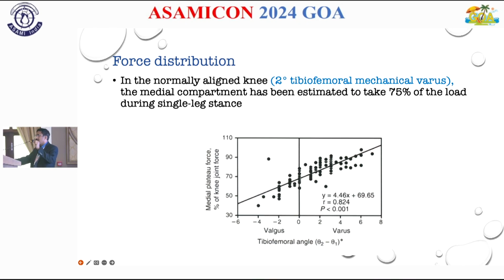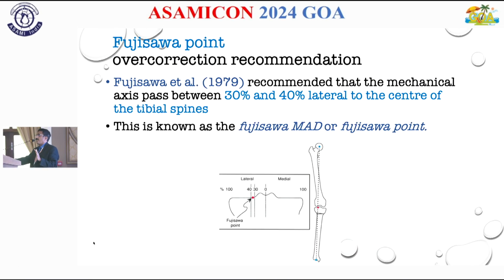So normally the tibiofemoral mechanical axis is 2 degrees varus. So the force in 2 degrees varus, it's the normal, it is 75%. And when it comes to the valgus side, you can see that at 4 degrees angle it is around less than 50%. So that is the force distribution. Even 1 degree can cause a tremendous force on the medial side, but on the lateral side it is less.